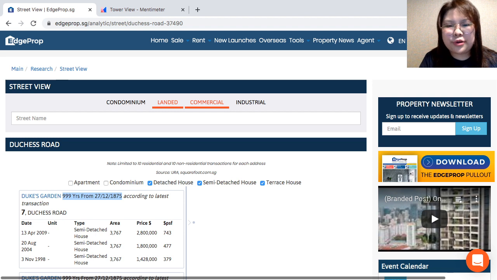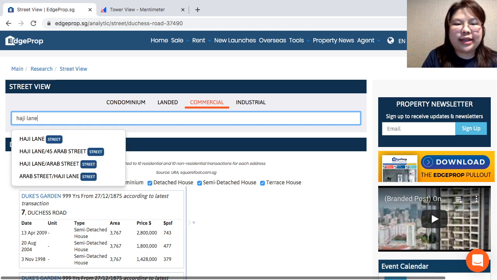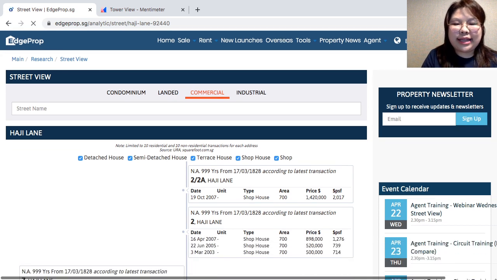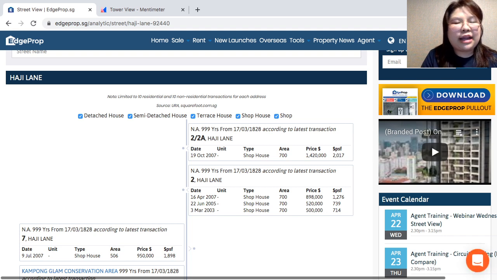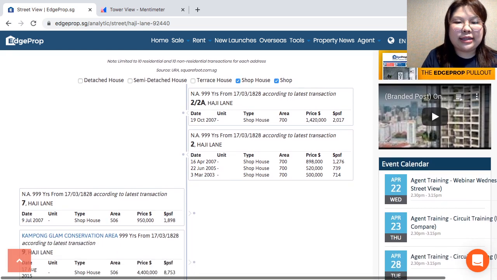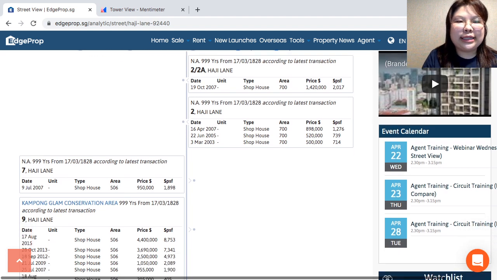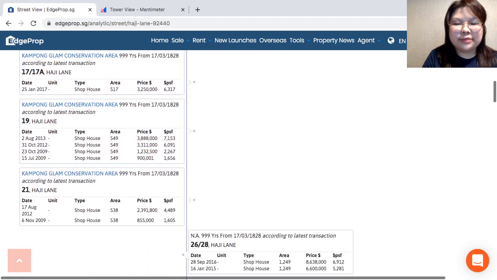Maybe I'll show you one more. If I'm looking at shop houses, I just need to key in the street name and select the correct street. So this is shop houses along Haji Lane. Same thing, you will see that along Haji Lane we have different property types as well. Now I only want to see the shop houses, so I take away detached, semi-D and terrace, and I just look at shop houses and maybe shops. You can see the numbers again, even on the right and odd ones on the left-hand side. Just for you to take a look.